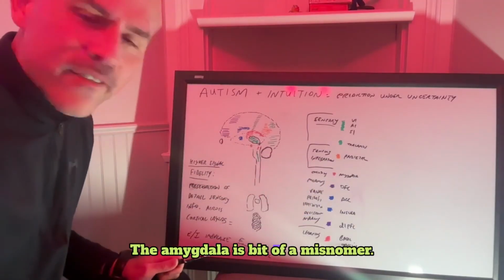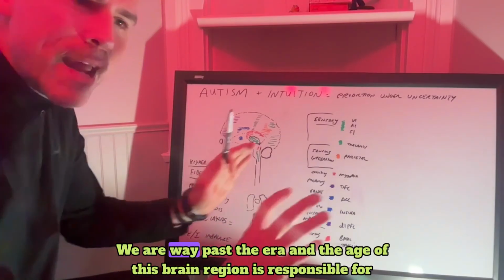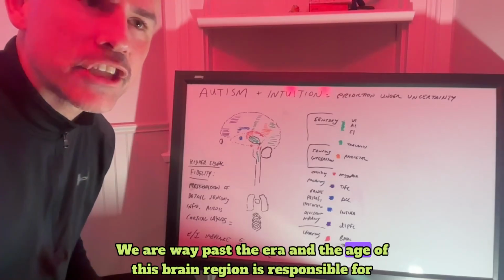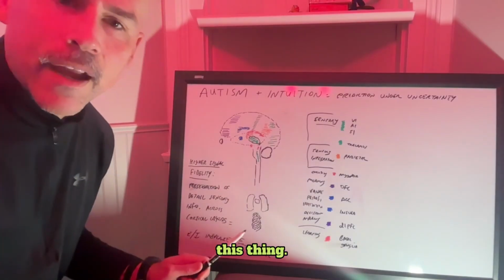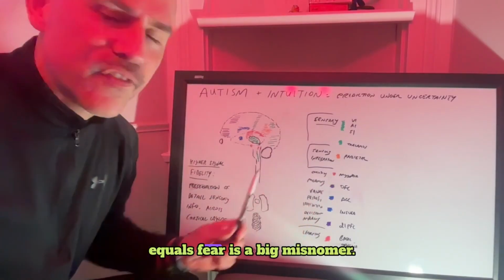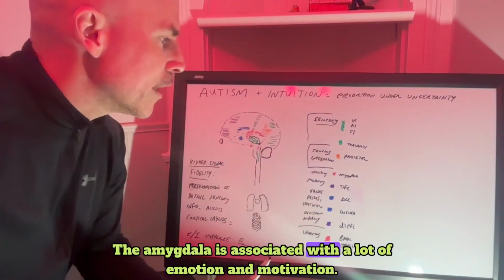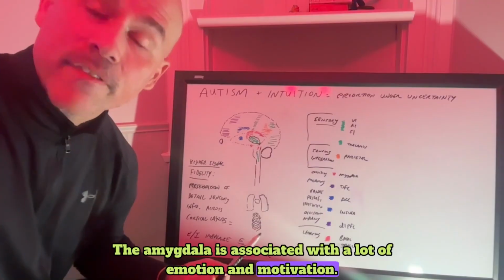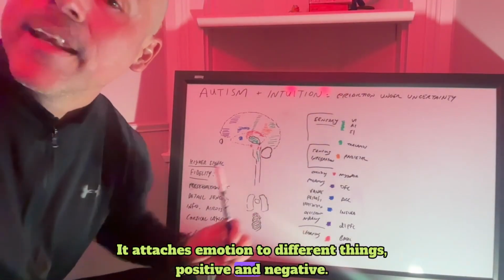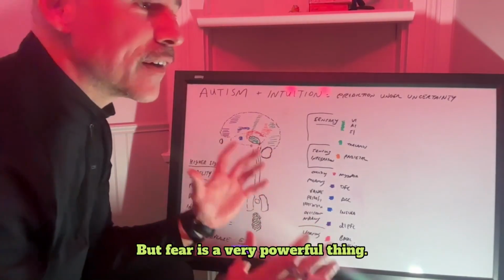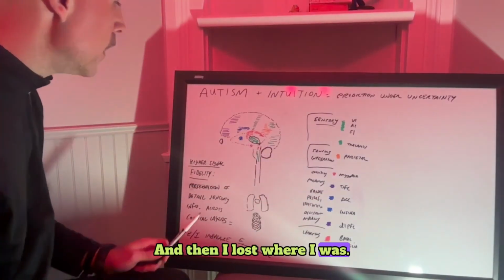The amygdala is a bit of a misnomer. People think it's just fear. We're way past the era of saying this brain region is responsible for this one thing. The amygdala equals fear is a big misnomer. The amygdala is associated with a lot of emotion and motivation. It attaches emotion to different things, positive and negative. But fear is a very powerful thing. And then I lost where I was.